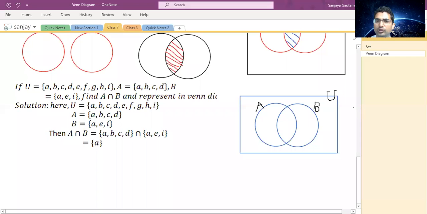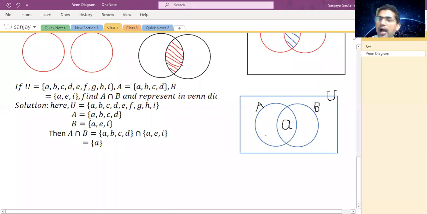And so what is this? This is an overlapping zone. In the overlapping zone, what we need to write? Common members. So what is common there? The common member is A. A is present on both sets. Okay. So now let's look at the set A.